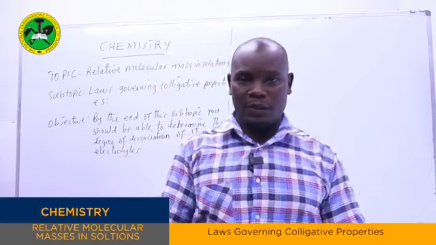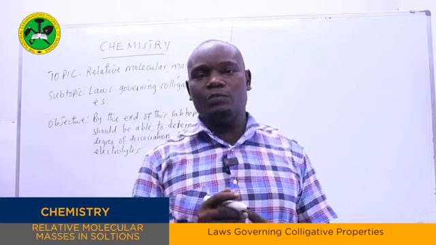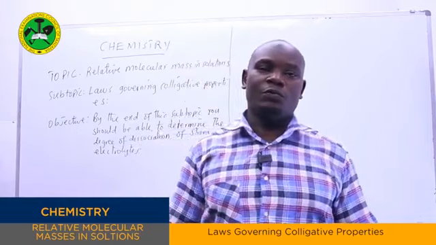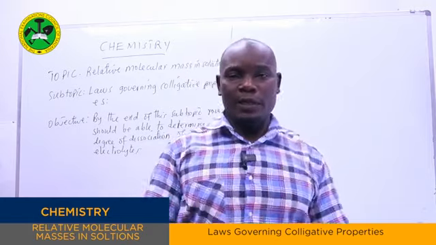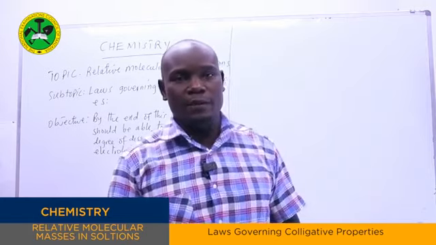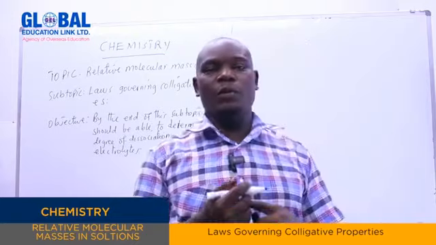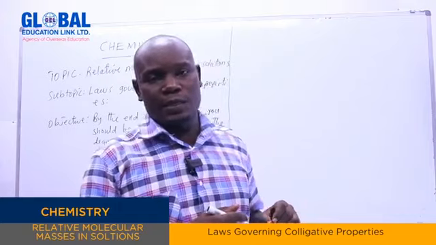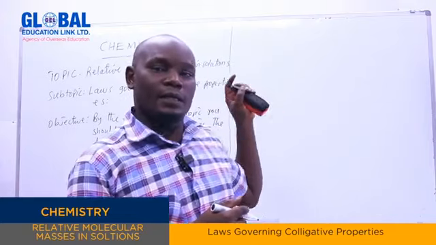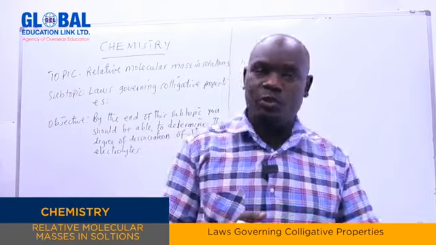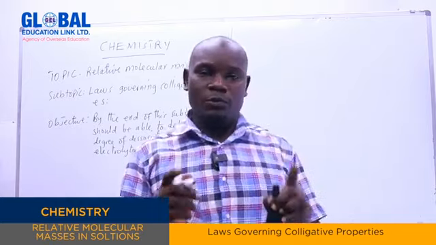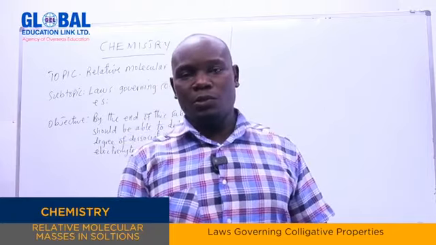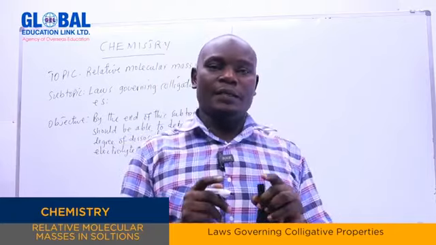Any solution that obeys these conditions is subject to what we call colligative properties. And the application of these colligative properties is in the determination of the relative molecular mass of a solute in a solution. As we have said, the solute should neither dissociate nor associate, and it should be dilute. So what will happen if the solute undergoes association or dissociation?